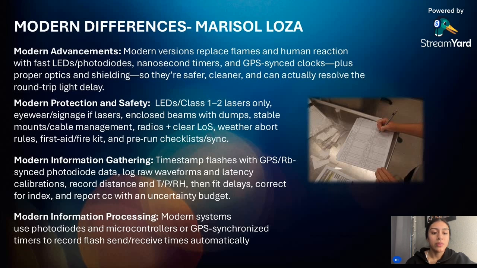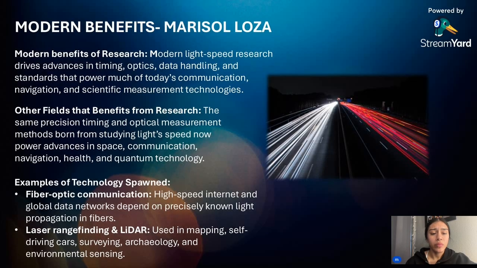Modern information gathering. Timestamp flashes with GPS or rubidium-synced photodiodes, log raw waveforms, record distance, then fit delays, correct for index, and report c with an uncertainty budget. Modern information processing. Modern systems use photodiodes and microcontrollers or GPS-disciplined timers to record flash and receive times automatically. Modern benefits of the research.